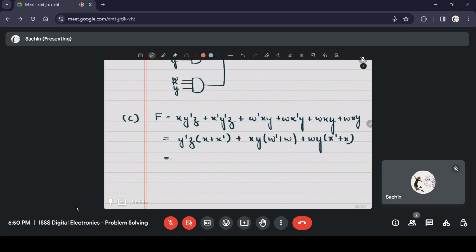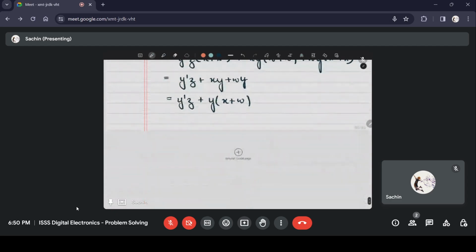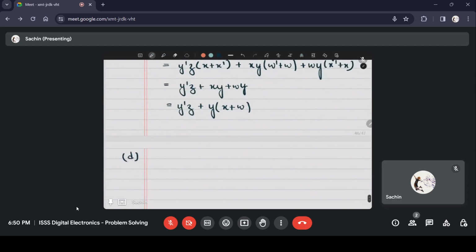So this will just become y prime z plus xy plus wy. To make it even simpler, I can take y common and write this as y prime z plus y times (x plus w). So that's the simplified expression. Part D, you have to get the truth table for this expression.